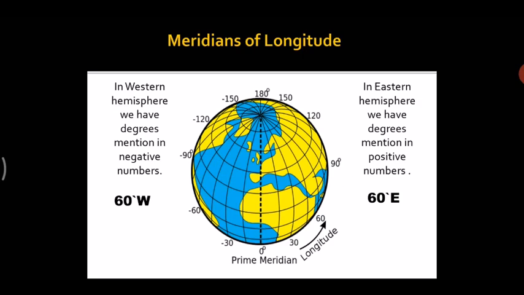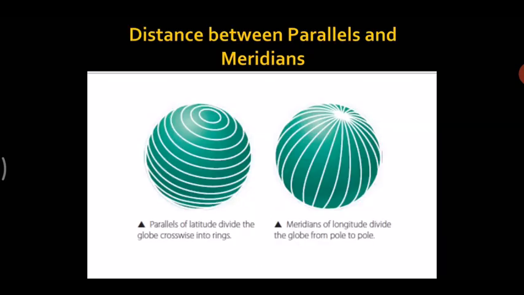So with the prime meridian being 0, on the eastern side the numbers are 30, 60, 90, 120, 150 and 180. And here on the western side it is 0, minus 30, minus 60, minus 90, minus 120, minus 150 and minus 180. So always on the western side it will be negative numbers, and on the eastern side it will be positive numbers. All these lines are drawn with the prime meridian as the base, so they are called meridians of longitude. We'll move to the next slide.